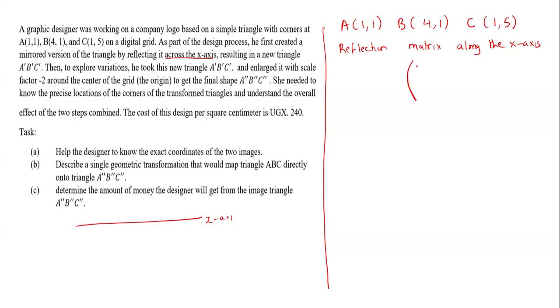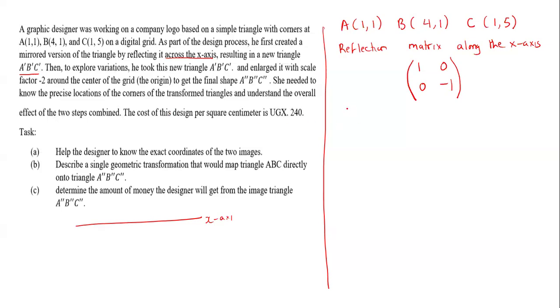I told you, the moment you know the y-axis, then this one is going to be (1, 0, 0, -1). That is the first thing you write, such that you can have that mark. Now from here, we are going to continue, resulting into a new triangle, A prime, B prime, and C prime.